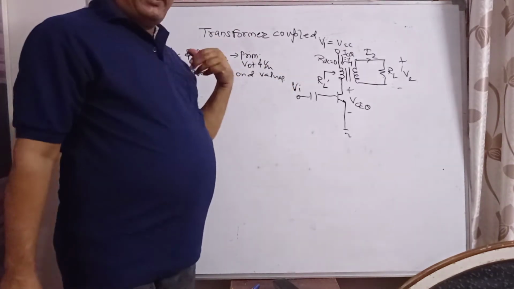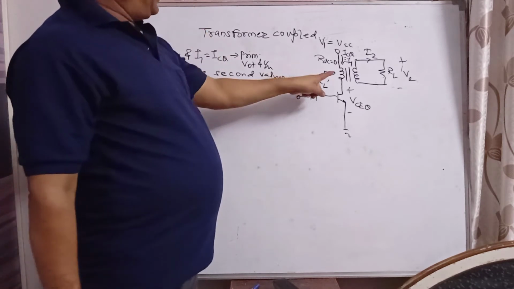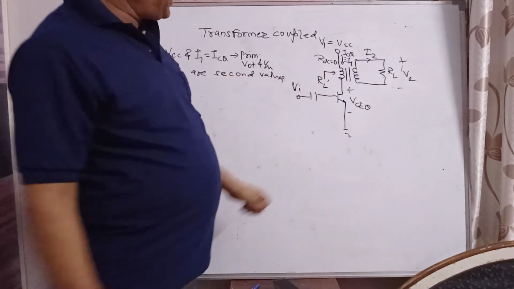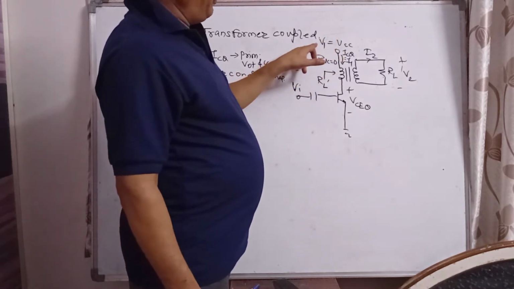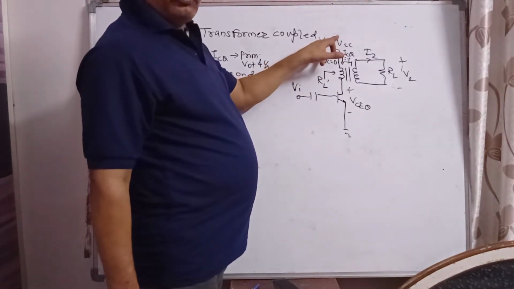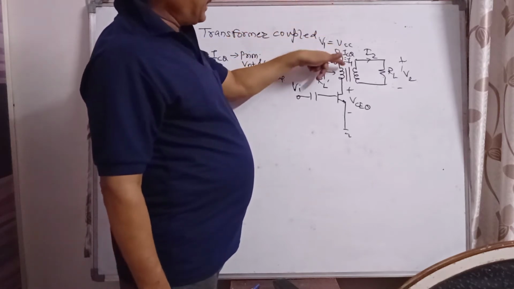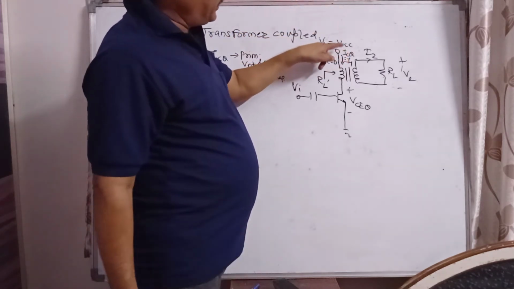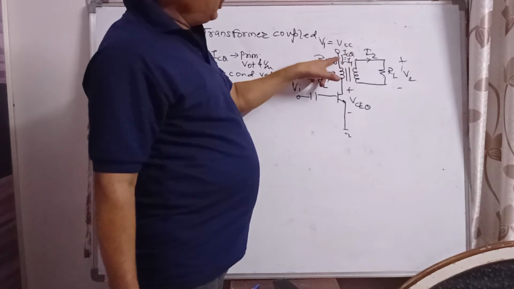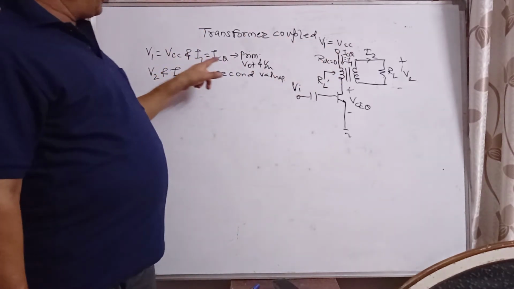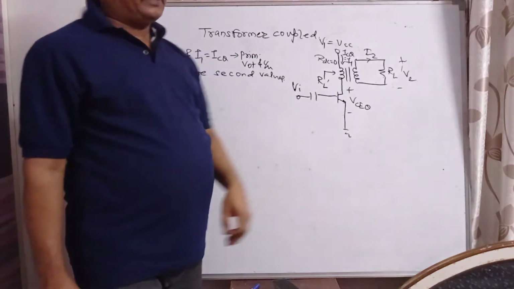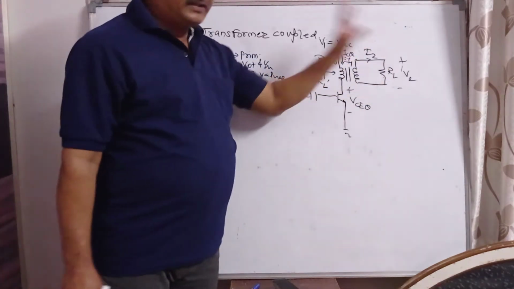So what you have to write? I am going to give you the notes. In place of collector resistance, the primary of the transformer is connected. Since the primary is connected to the supply voltage, V1, the primary voltage, is equal to VCC. The current flowing through the primary is I1. Generally we denote that current, since it is flowing through the collector, as ICQ. So I1 is equal to ICQ. V1 equal to VCC and I1 equal to ICQ are the primary voltage and current. V2 and I2 are the secondary values.